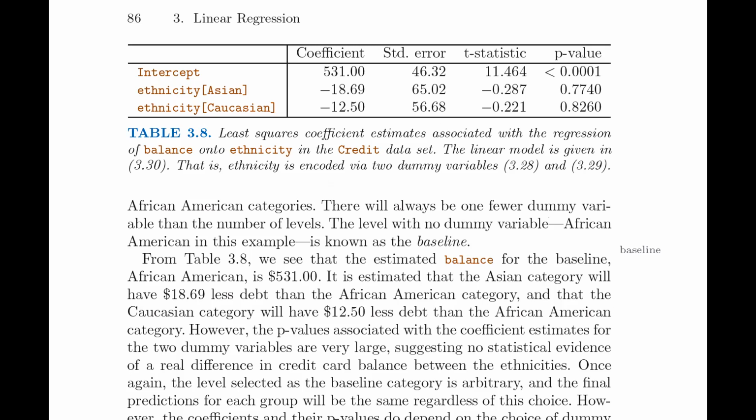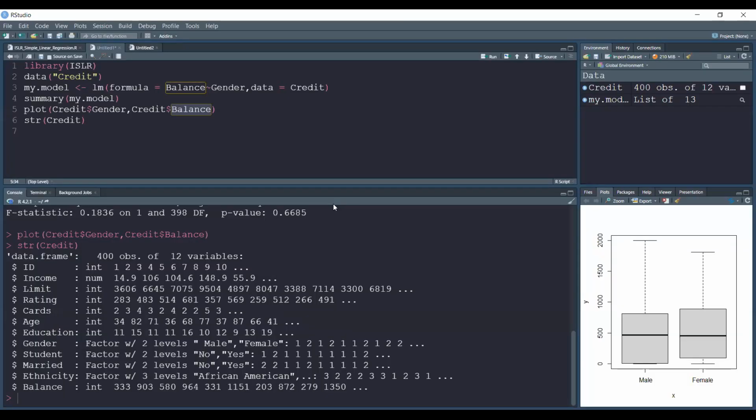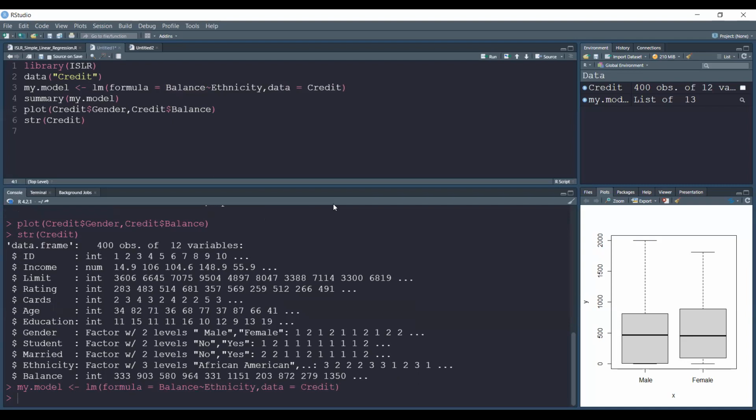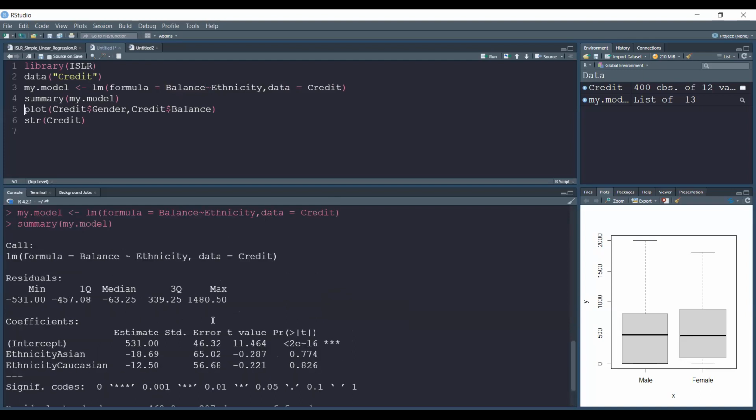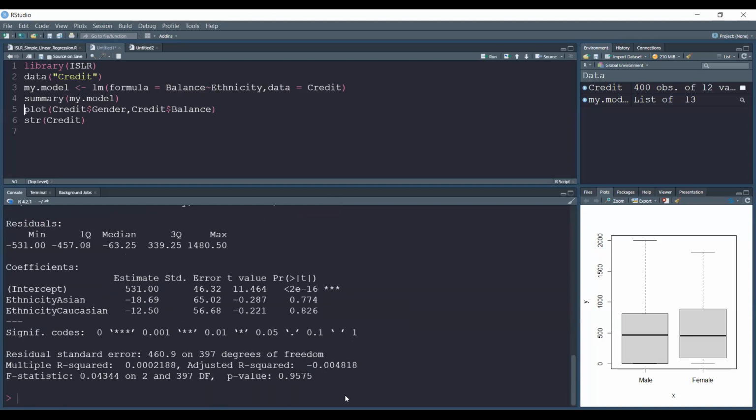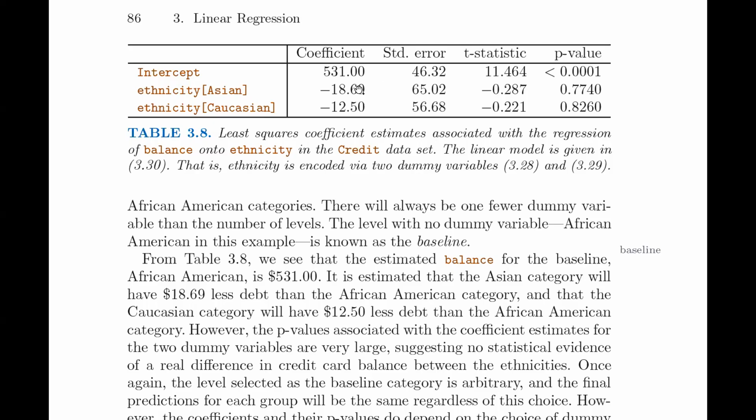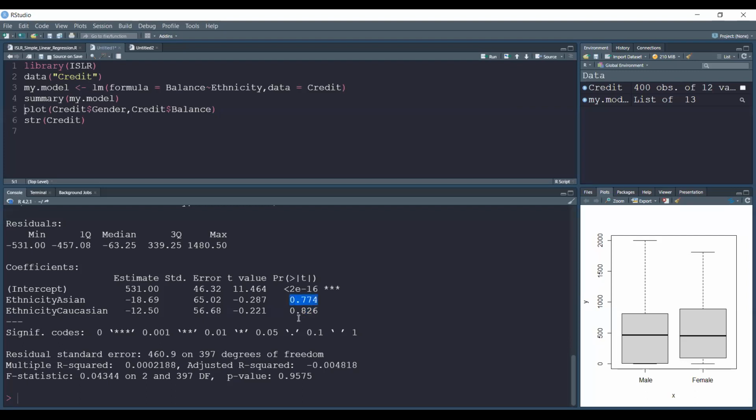And how do we actually do this? Is it taken care of in R? If we replace gender, right? If we replace the 2-level gender variable with the 3-level ethnicity, it seems to be doing something. Let's see. Do we have 531, negative 18.69, and negative 12.50? Yeah. So it's the same values. Again, these don't appear to be significant.